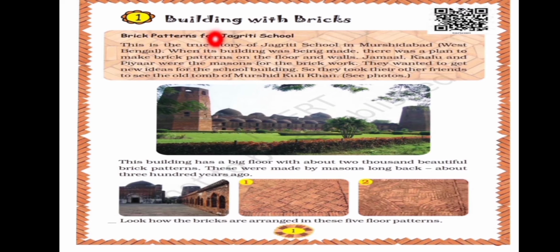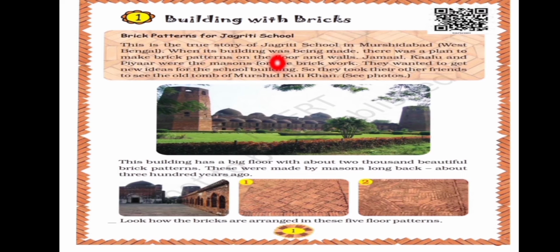Now, let us discuss our textbook. The chapter is Building with Bricks. Here, a true story is given about Jagriti School. Brick pattern for Jagriti School. This is the true story of Jagriti School in Murshidabad, West Bengal. Where is Jagriti School situated? In Murshidabad, and Murshidabad is in West Bengal state.